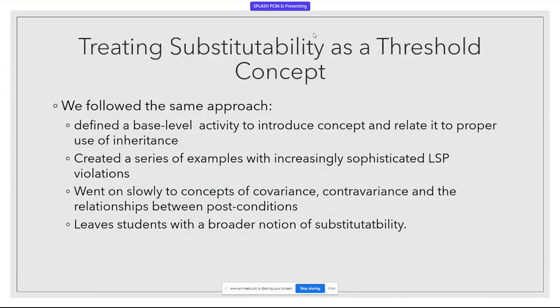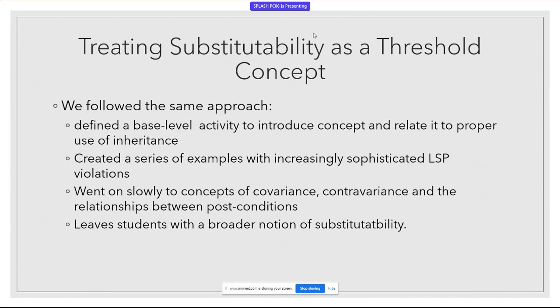Now, let me move on to the next problem, that is teaching substitutability. As we have done for the modeling case, we started with a base level activity and then progressed to more difficult situations. And let me say one thing here. Maybe 3, 4 years ago, I don't remember the exact year, we used to teach the design principles. When we came to LSP, the Liskov substitution principle, we just taught them from the definition, and students were just blown away by this.